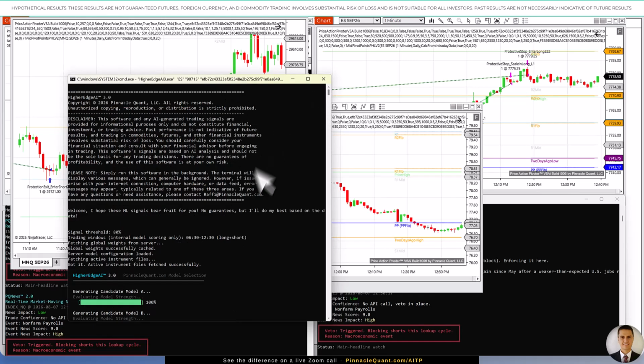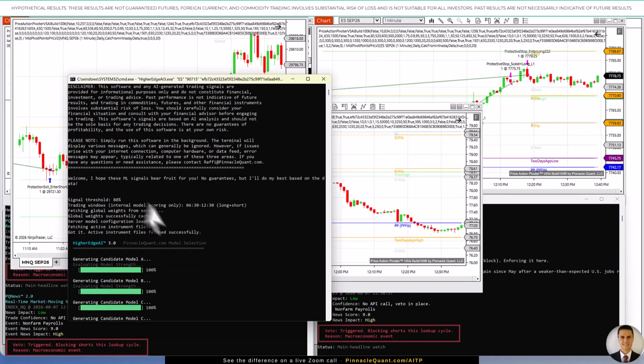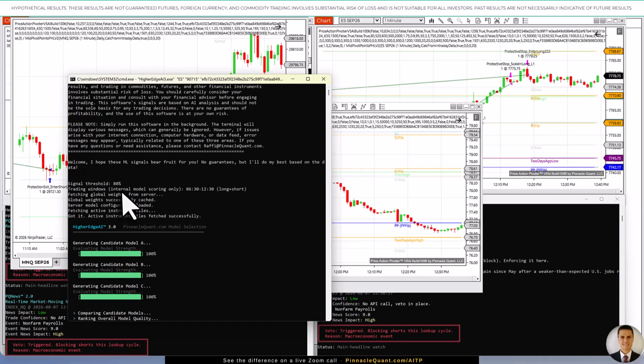I'm going to go all the way to the start. This is how it would have started. You can see HigherEdgeAI 3.0. Welcome. I hope these ML signals bear fruit for you. No guarantee, but I'll do my best based on the data.